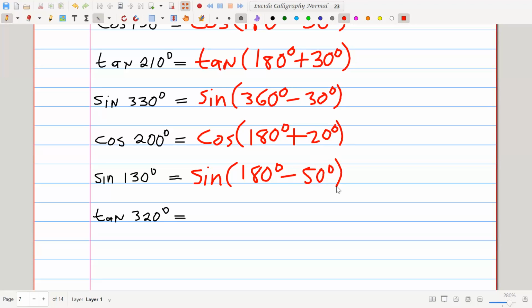And then lastly, let's look at tan 320 degrees. Again, this angle lies in the fourth quadrant. You can think of 360. So you can have tan of 360 degrees minus some portion, which is 40 degrees, acute. So it's very, very simple to write it in that way.